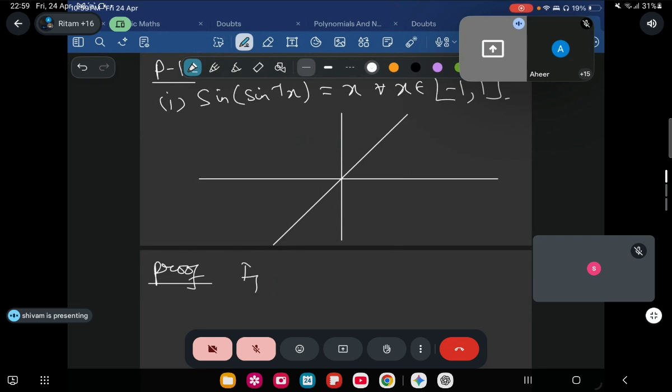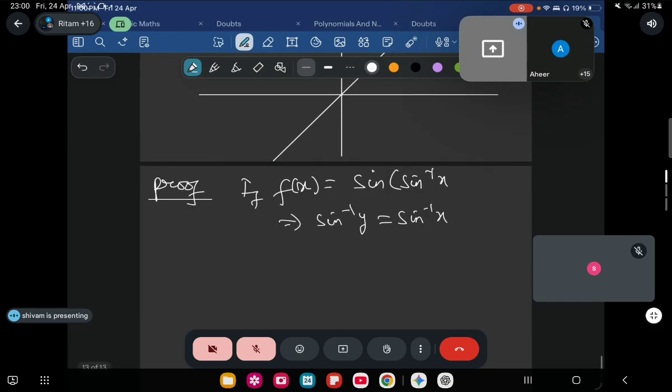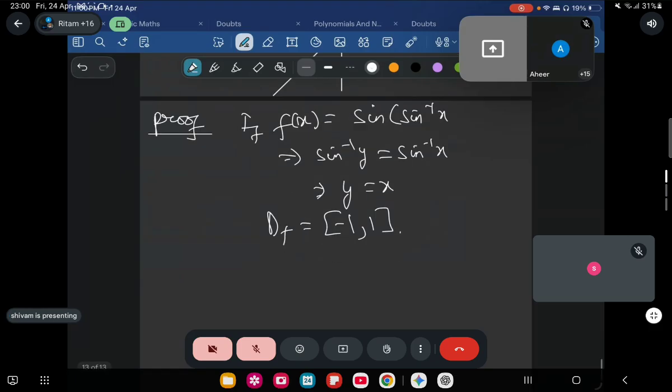So if f of x equal to sine of sine inverse x, this implies sine inverse y is equal to sine inverse x. And since sine inverse x is an injective function, this implies y will be equal to x. Since sine inverse x is injective. Next. Now what is the domain? Domain of the function will be -1 to 1.